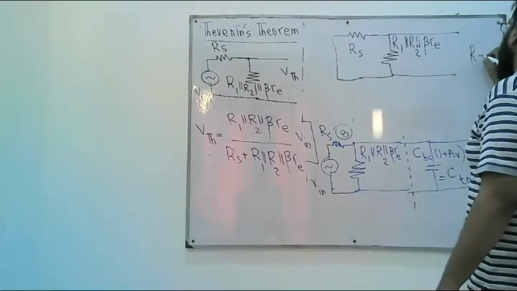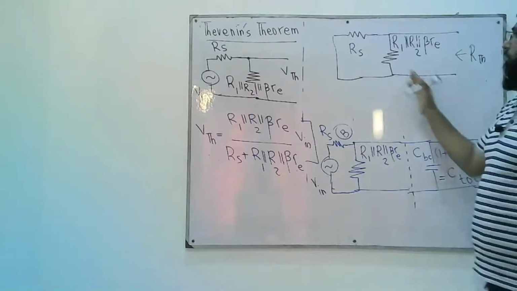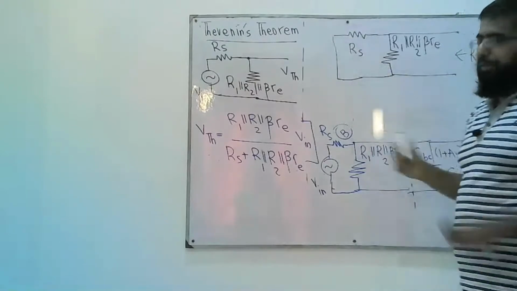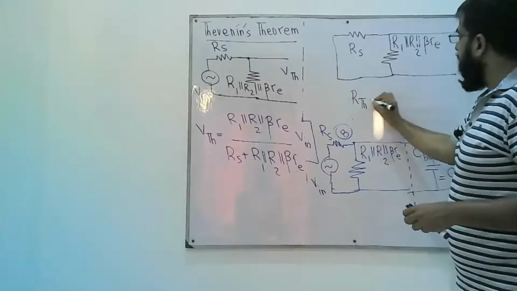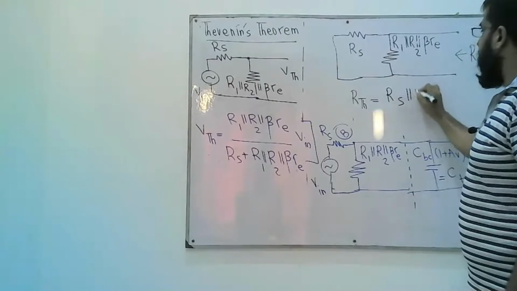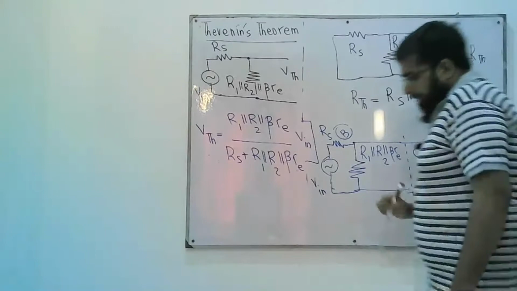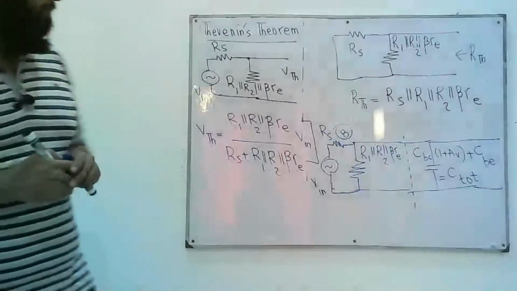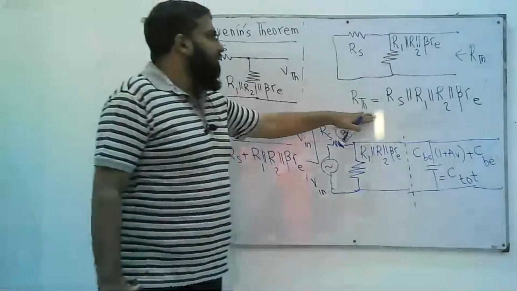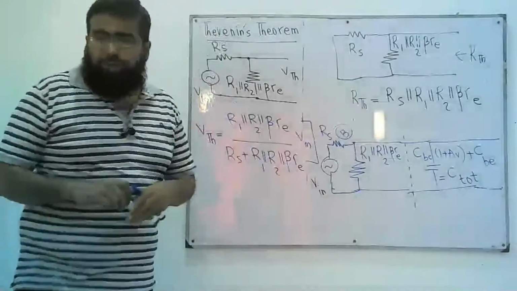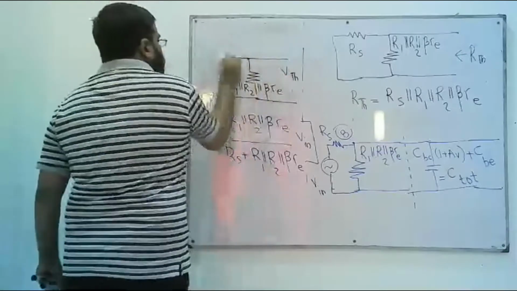And we have to find R Thevenin by looking into the circuit from here. So R Thevenin would be this in parallel with this. So R Thevenin is Rs in parallel with R1 in parallel with R2 in parallel with beta Re. So now since we have computed R Thevenin and V Thevenin, we can draw Thevenin's equivalent. All right, Thevenin's equivalent is this.